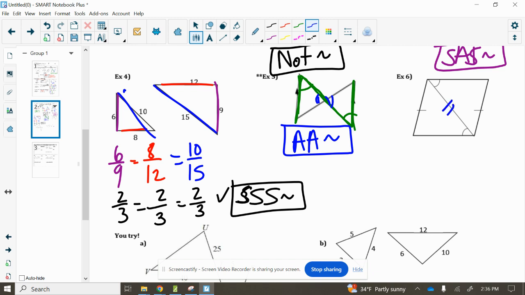And then last but not least, on this example here, notice we have side angle side similar to the beginning, but again, the angle's not in the middle, so we cannot say that these are similar to each other.